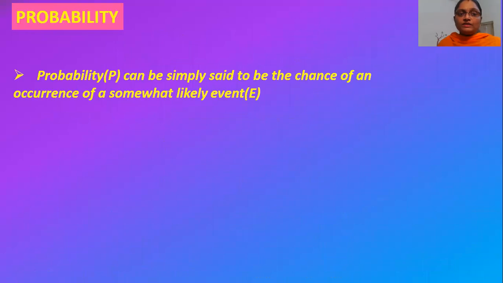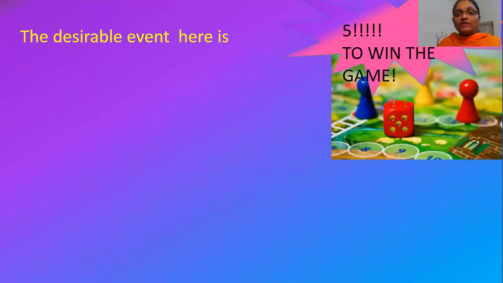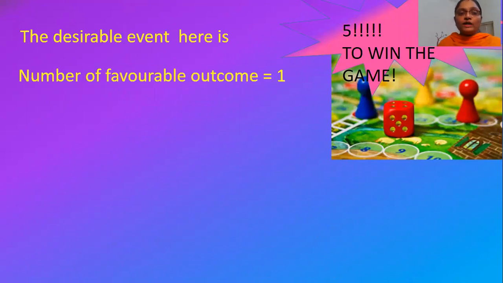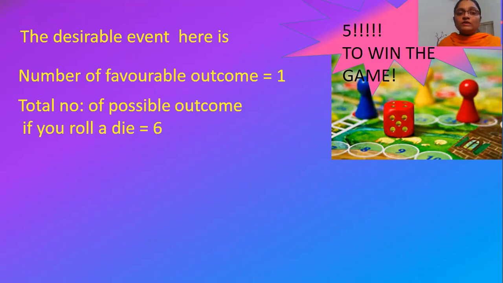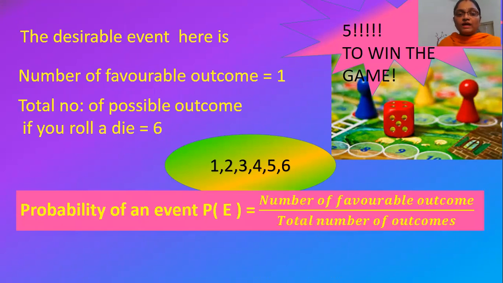Probability of an event can be simply said to be the chance of occurrence of a somewhat likely event. It is given by number of favorable outcomes by total number of outcomes. In the board game, you need 5 to win the game. That is the desirable event here. Number of favorable outcome is 1. Total number of possible outcome if you roll a die is 6 because you may get any number from 1 to 6. So the probability of getting 5 when you roll a die is given by number of favorable outcome by total number of outcome, that is 1 by 6.